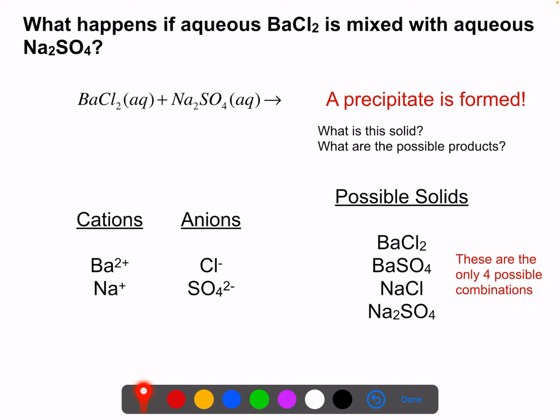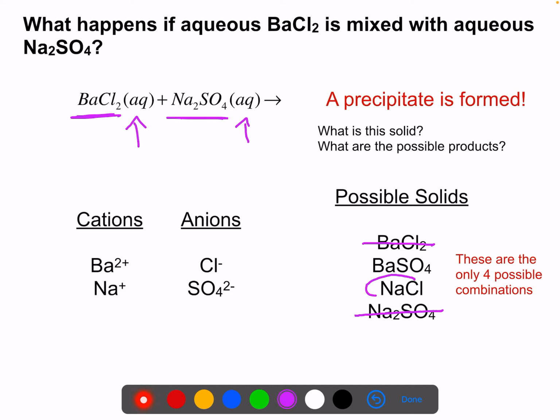And so we can start to use some general logic and say it can't be barium chloride and it can't be sodium sulfate because we started with them and they fully dissolved. They were aqueous. So that leaves two possibilities, barium sulfate or sodium chloride. And at this point, we might need some knowledge of either of these compounds to determine which of those is the solid.